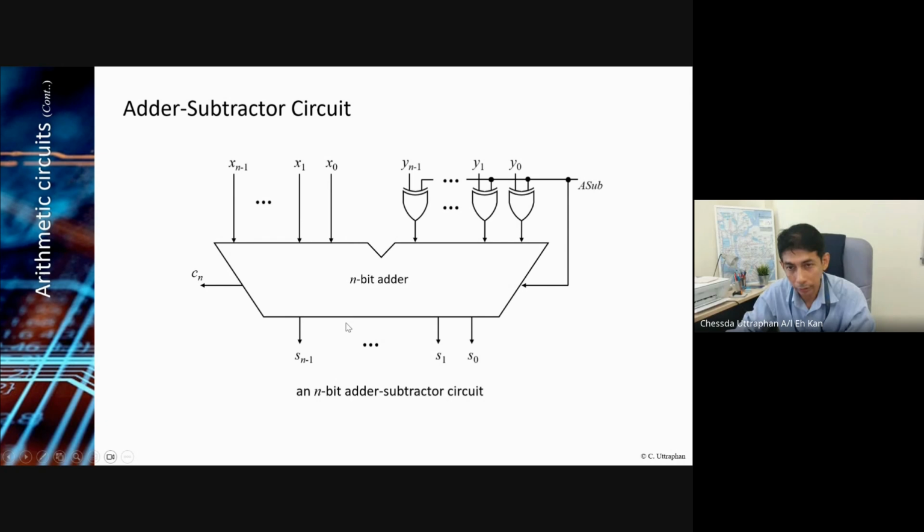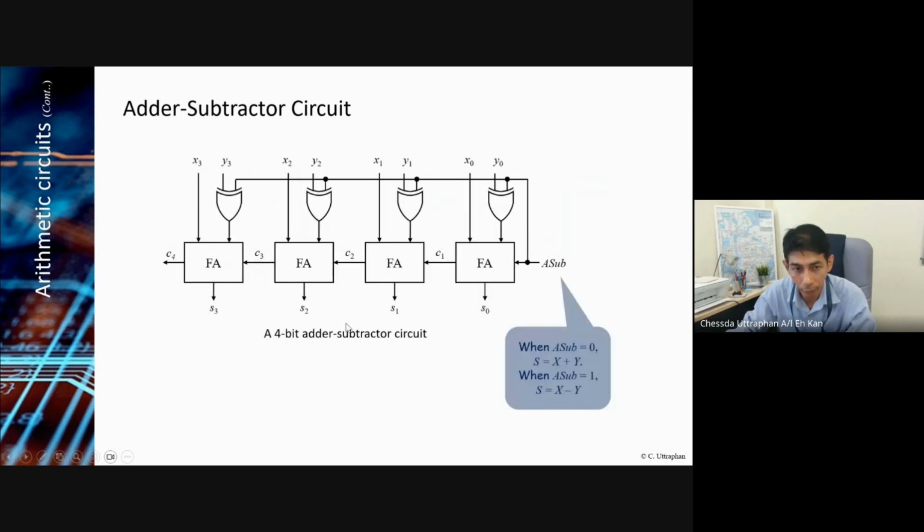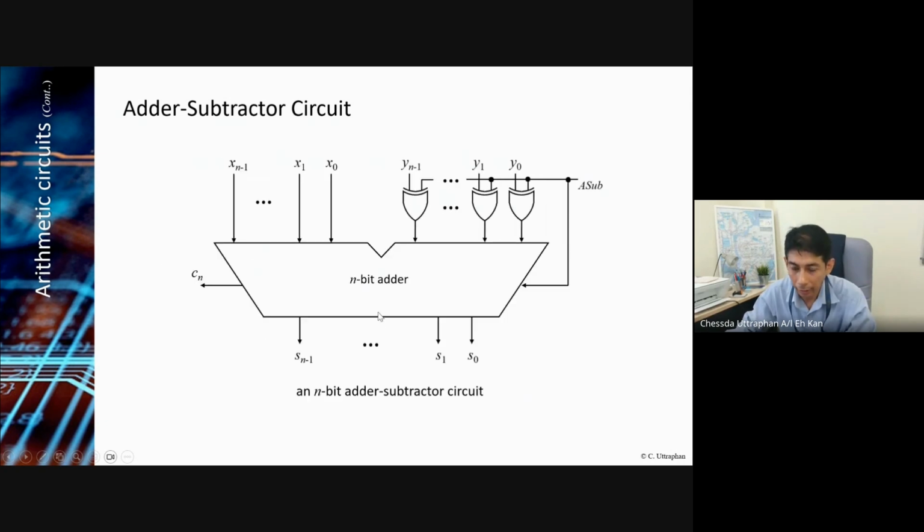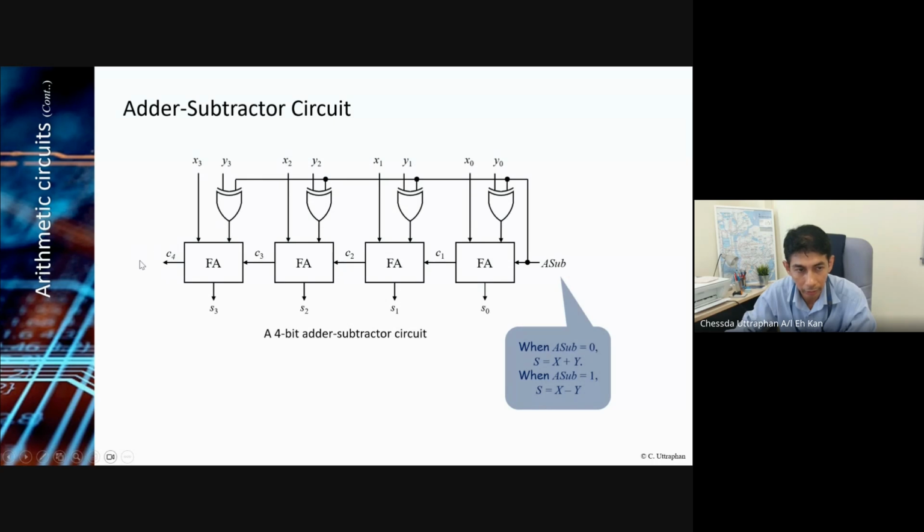Okay, and of course you can have a bigger one. This is 4-bit, so you can have a bigger 8-bit, 16-bit, 64-bit, up to you. So same thing. You can extend the size of the design to a bigger design, depending on your requirement.